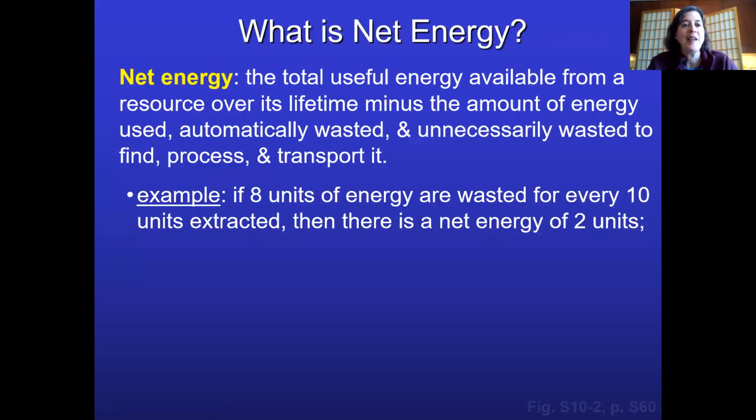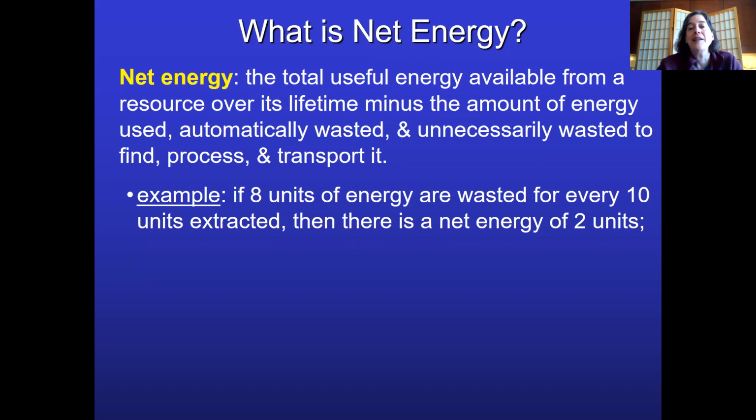All right, so there's something called net energy. And that's the total useful energy available from a resource over its lifetime minus the amount of energy used, automatically wasted and unnecessarily wasted to find, process, and transport it. So the idea of net energy is kind of like net primary productivity. It's how much can you make extra over what you're consuming. So if you're wasting 8 units of energy for every 10 units you get out, you only have a net energy of 2 units. So this is where efficiency can come in.